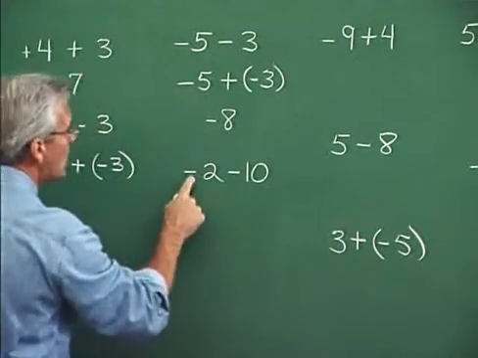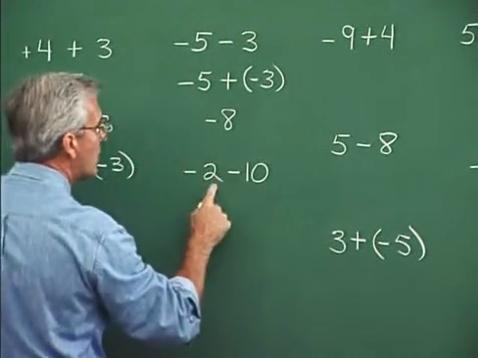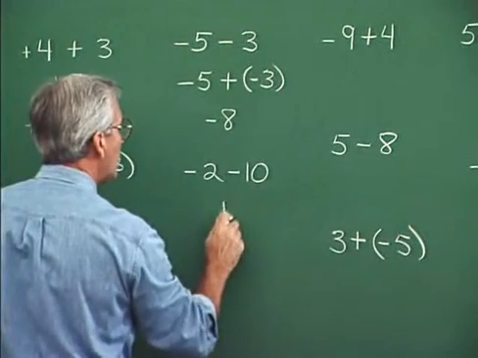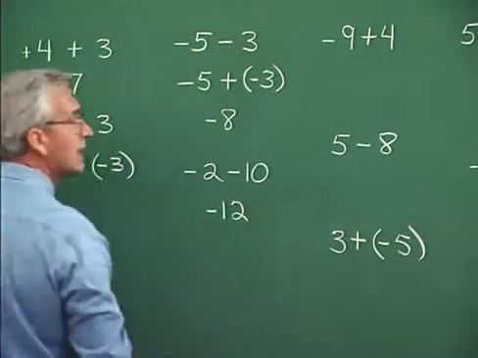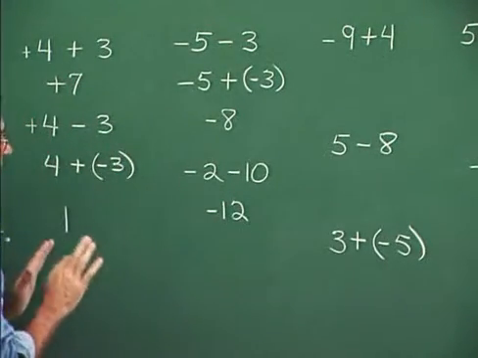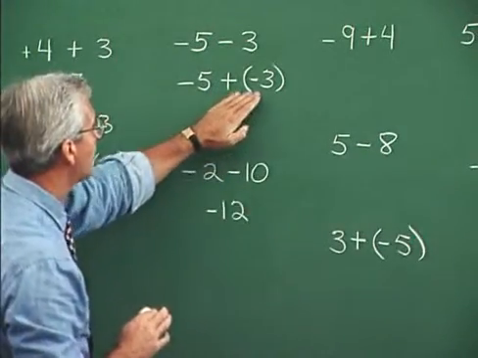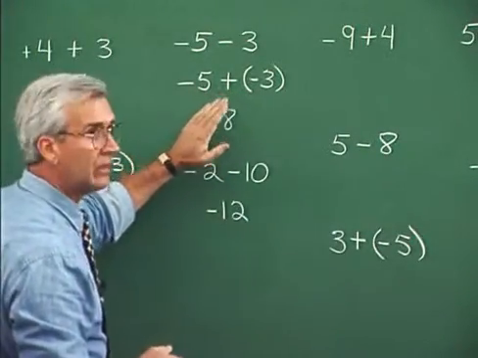Here, same idea. We have the same sign, so we add digits. 2 with 10 is 12, and attach that common sign. So it's a very quick process like this, and we don't have to write a step that looks like that. Let's look at a few more.